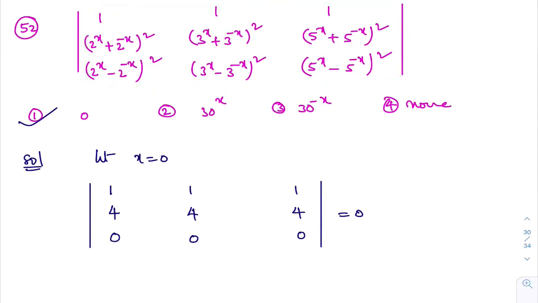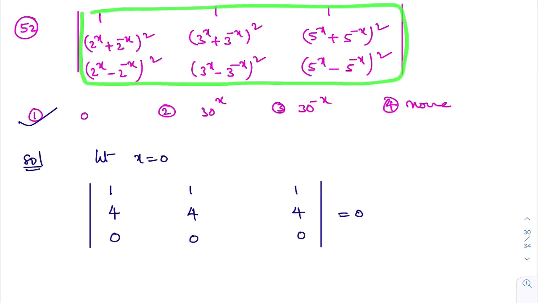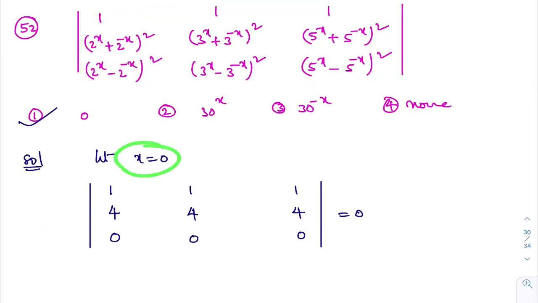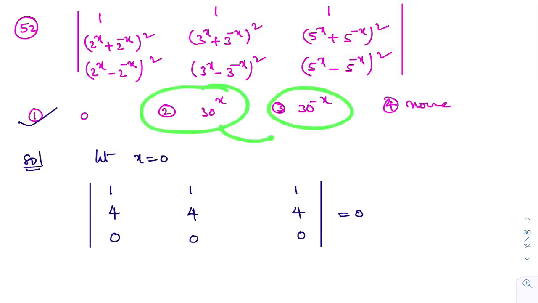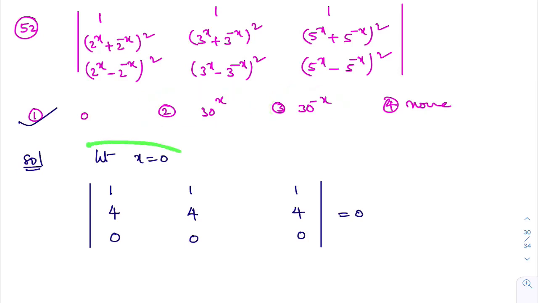What I'll do here is go with the verification method. I'll take x equal to 0. Here the problem is, if I take x value 0, 30 power 0 is 1, and 30 power minus 0 is also 1. But however, I don't have any other easiest option. First I'll put x equal to 0. Then I'll come to know which option is the right option.